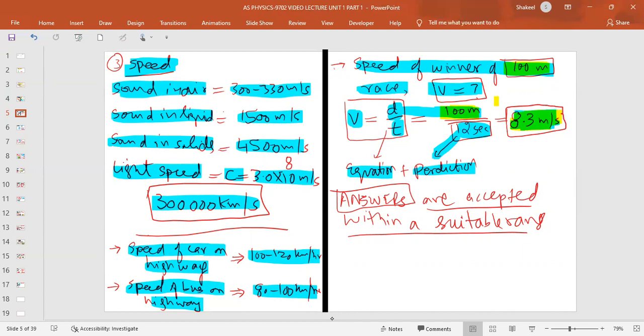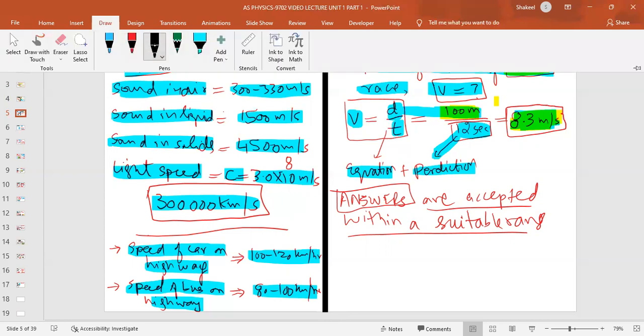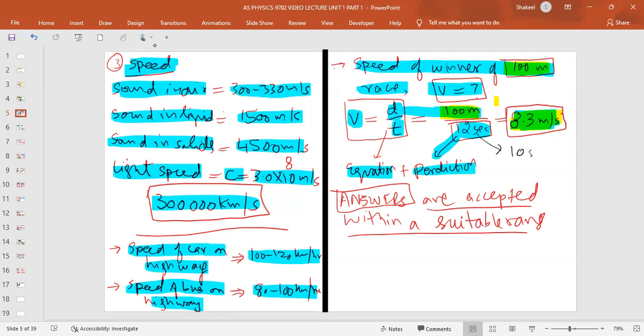The answers are acceptable within a range. So for time, you can also write some other values. Like over here, you can write 10 seconds or you can write 11 seconds as well.